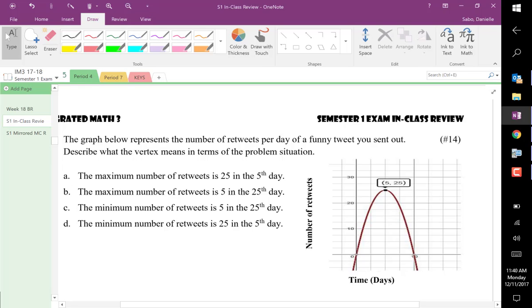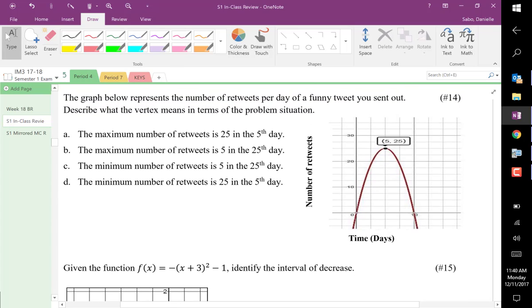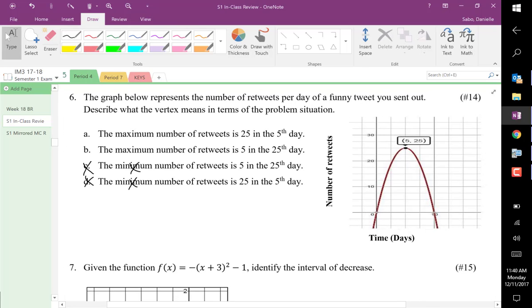Okay, so a funny retweet that maybe Tommy sent out. Describe what the vertex is in terms of the situation. So first of all, what I do when I take tests is I look and see what the question is asking. Is it a max or a min? A max. So goodbye C and D because it's not a min. Make a note that I cross these out because of the min. It's A. We'll talk about it.